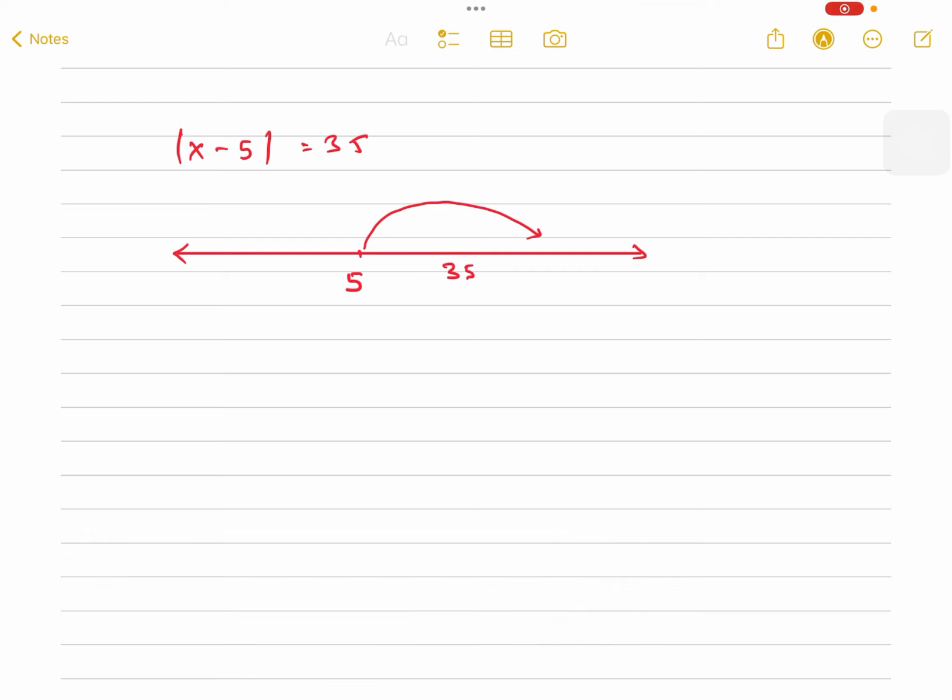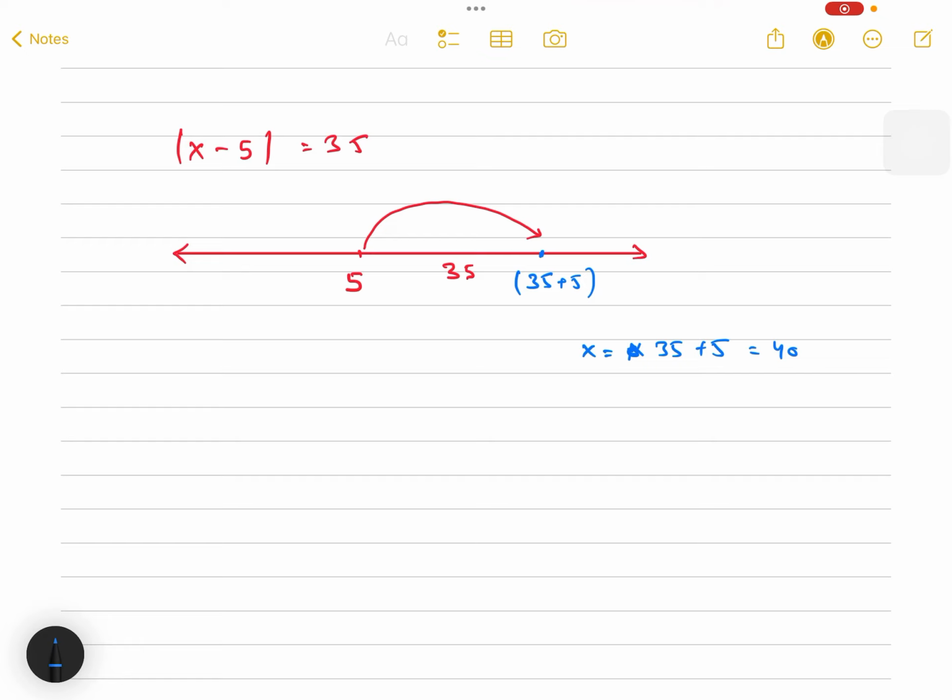So my position for the real number x can be somewhere here, which is nothing but 35 plus 5. So we get the value of x as 35 plus 5, which is 40. This is one possible value. Is this the only value of x we can have?